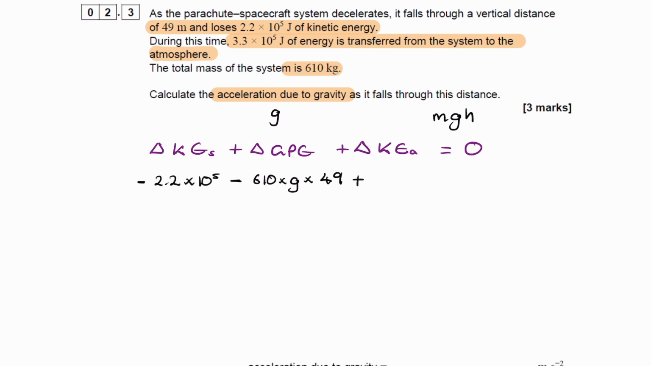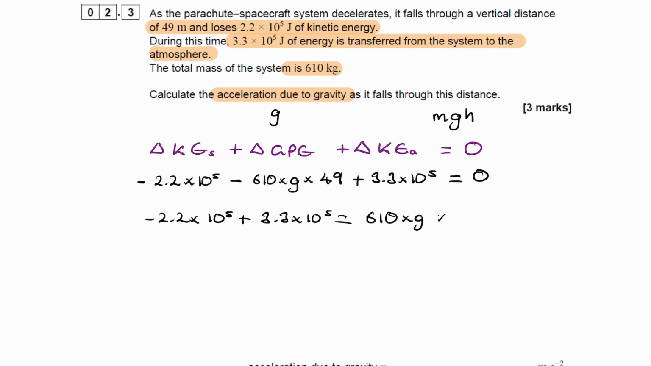And the air molecules are gaining energy, so plus 3.3 times 10 to the 5. So what this equation is telling us is that the loss of kinetic energy of the spacecraft and the loss of gravitational potential energy of the spacecraft, those two energy forms will go to the kinetic energy of the air molecules. So we can now rearrange this equation for g. So minus 2.2 times 10 to the 5 plus 3.3 times 10 to the 5 is 610 times g times 49.